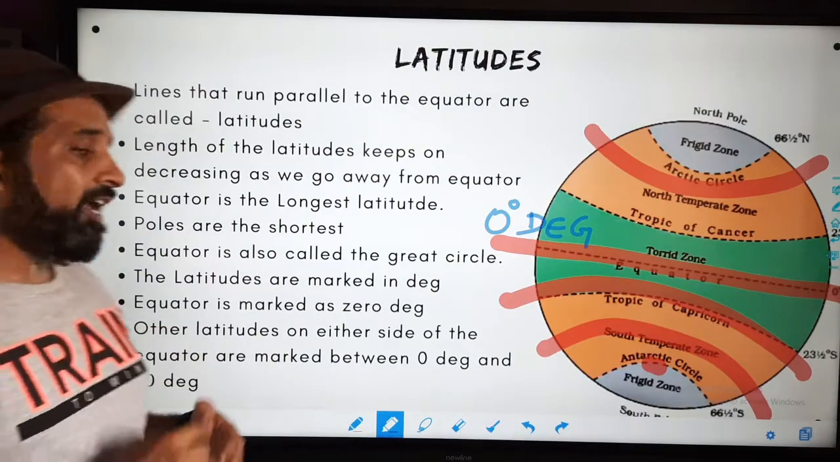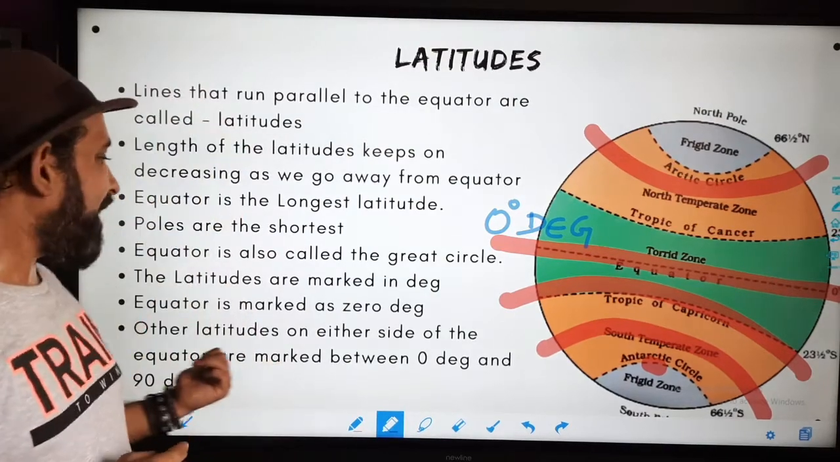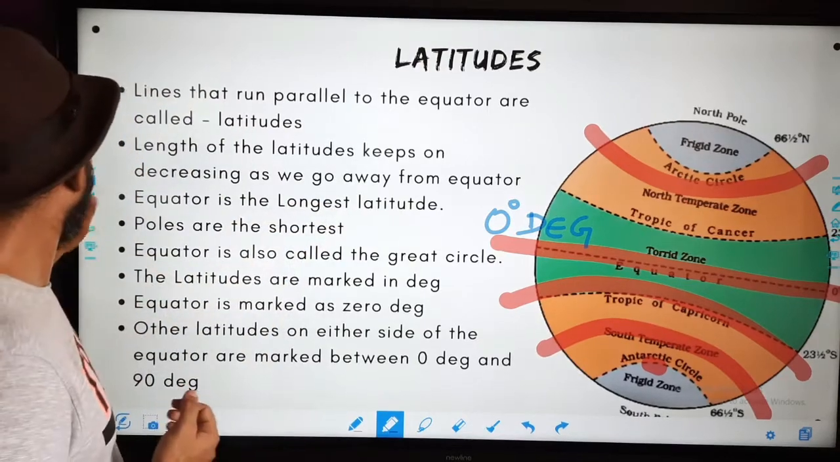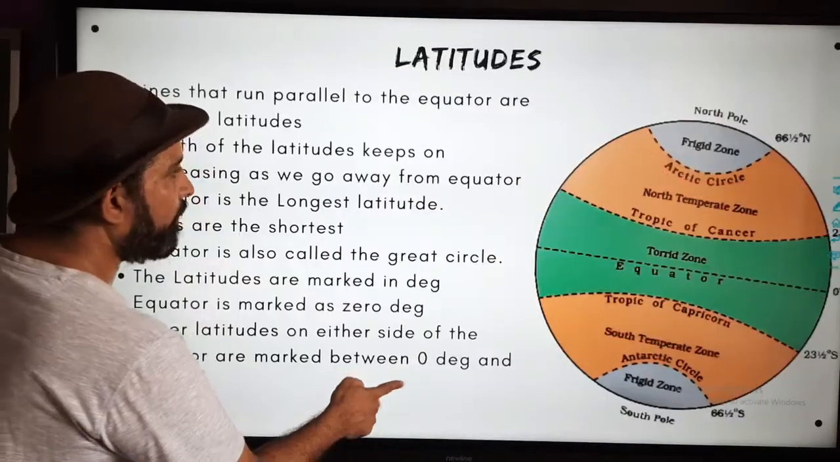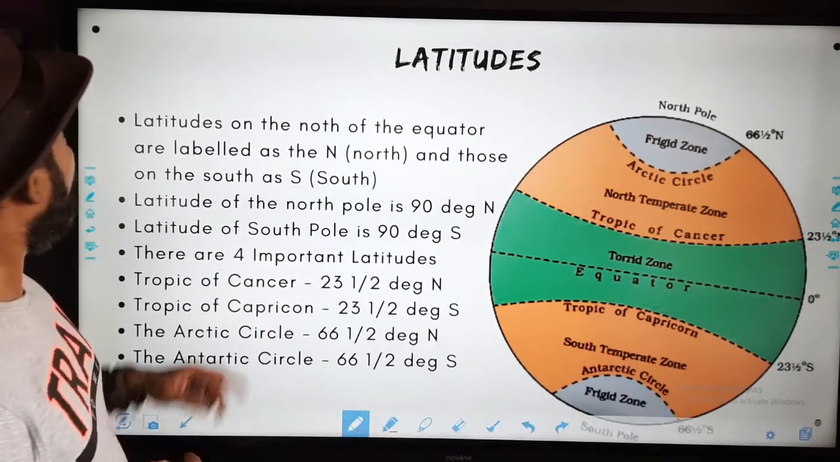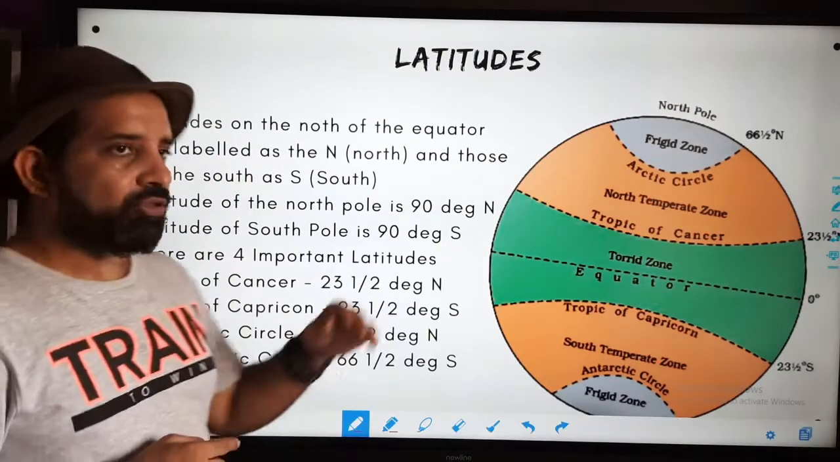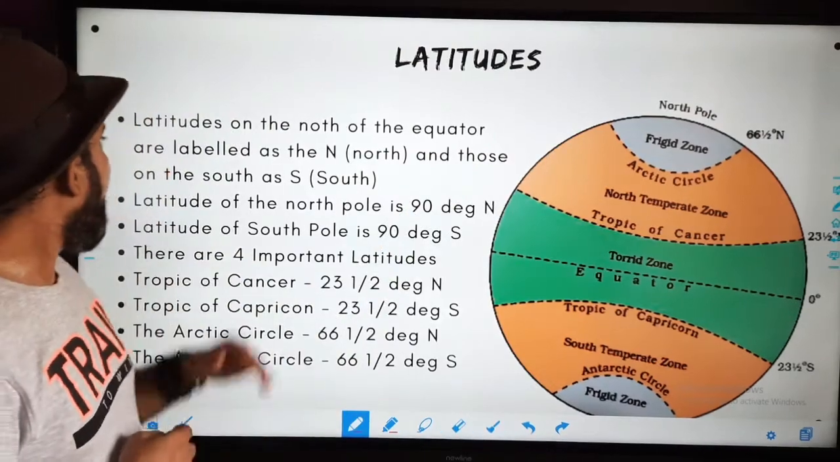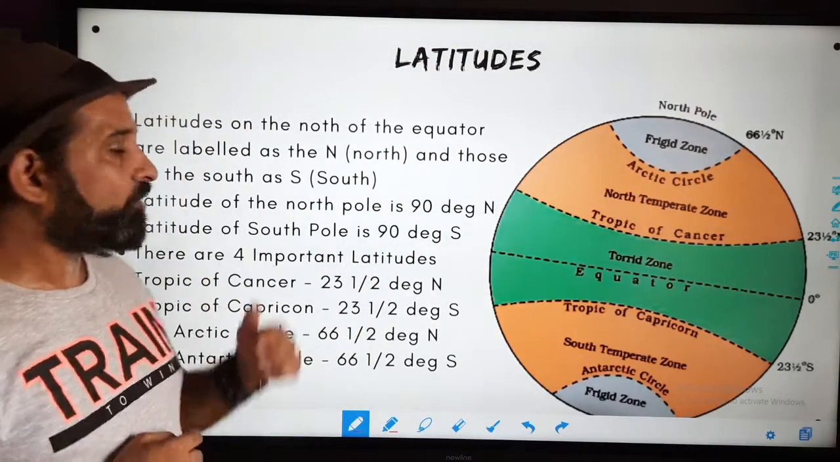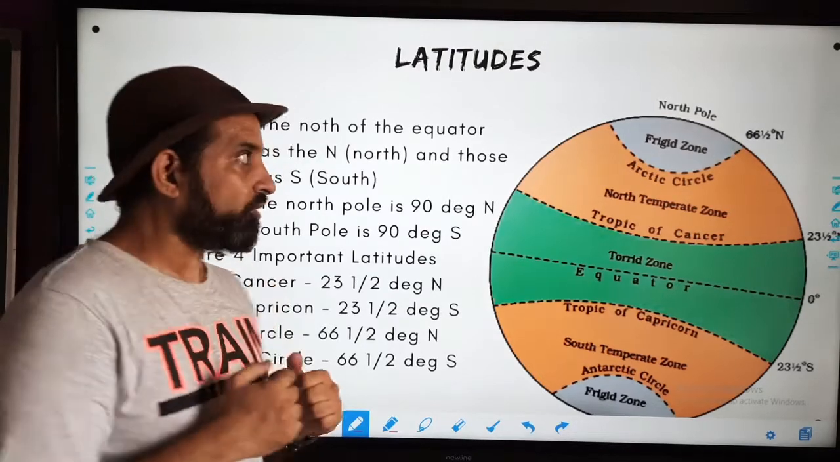Other latitudes on either side of the equator are marked between 0 degrees and 90 degrees. So this is latitude. Let's study a little more about latitudes. Latitudes on the north of the equator are called north, and on the south is S, which is south. Latitude of the North Pole is 90 degrees north.